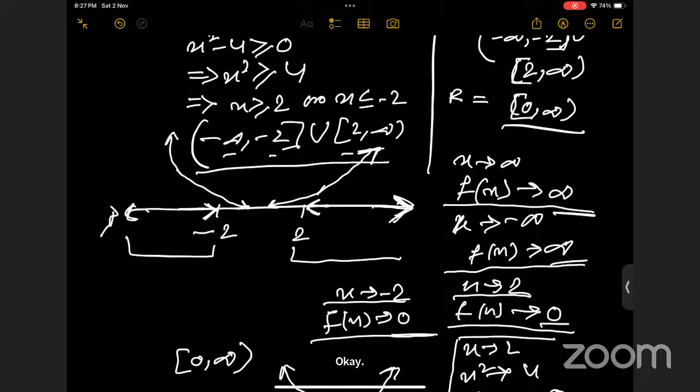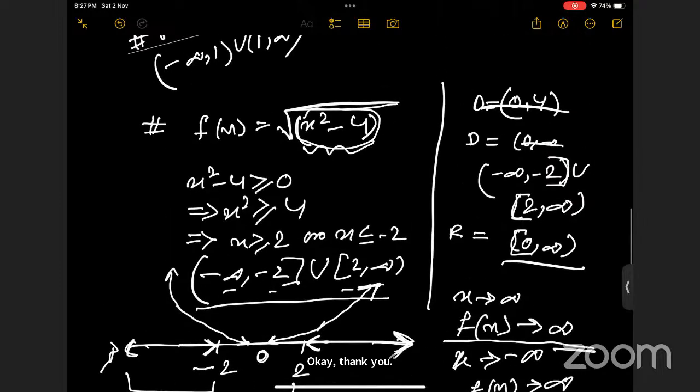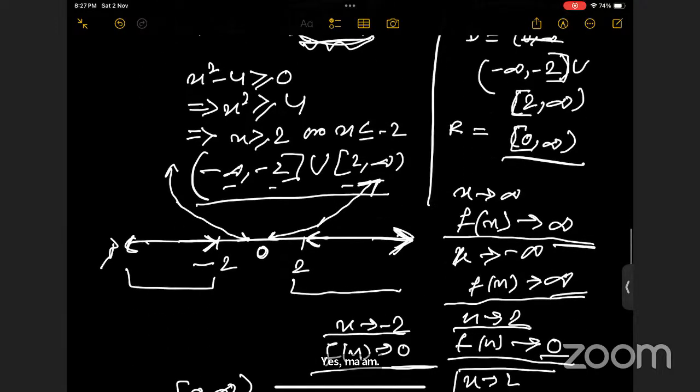Now we can find the range, right? Clearly this is not crossing below the point 0, so the range will be from 0 to infinity. Is it clear now? Yes, ma'am. Zero is included, because 2 and minus 2 are included. So we can put 2 and minus 2 directly in the function, and we will get 0, right? If you put 2 and minus 2 here, you will get 0. So 0 is included here. Now is it clear?